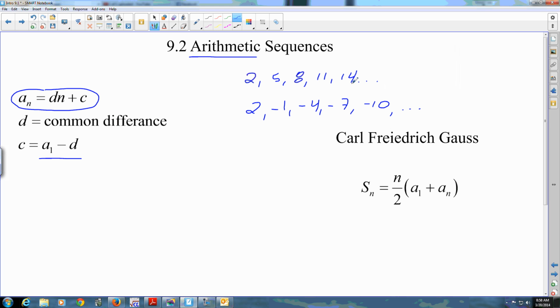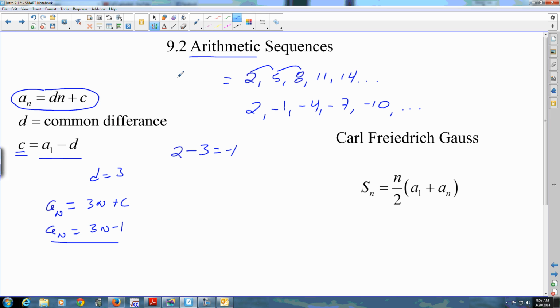So let's say I want to find the patterns, the formulas for these two right here. The common difference, I hope you're seeing, is 3. So I know this much of it: a sub n is equal to 3n plus c. Now I have to find the value of c, because that's what's missing. It's the first term, so 2 minus the common difference, which is 3, so negative 1. So a sub n is equal to 3n minus 1. This would be the formula for this pattern right here.